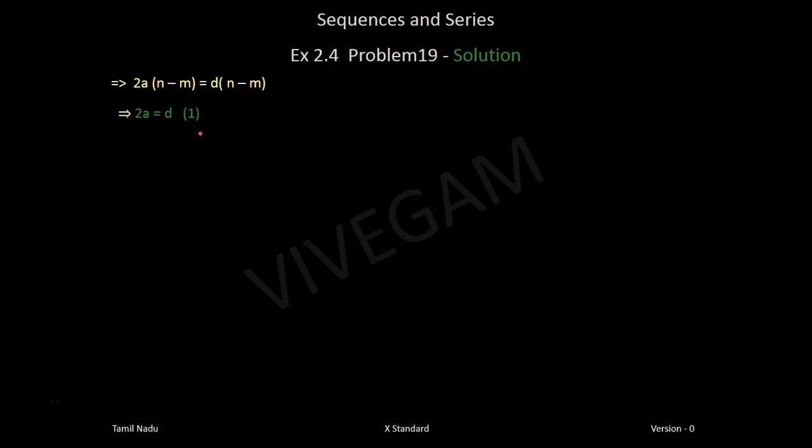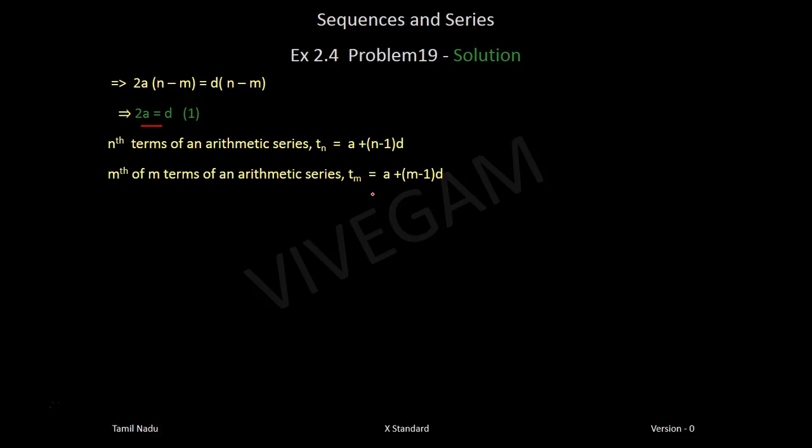So let's put this as equation 1. This is the important relationship between a and d, which we have got. Now you have to use this in the nth term and the mth term of the problem. What is the nth term? Nth term is a plus n minus 1 into d. What is the mth term? That is a plus m minus 1 into d.